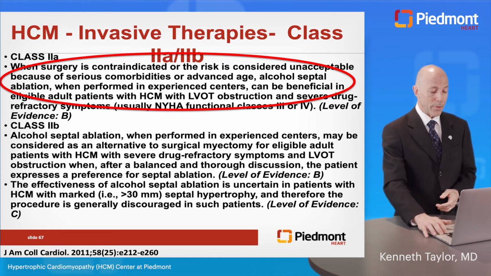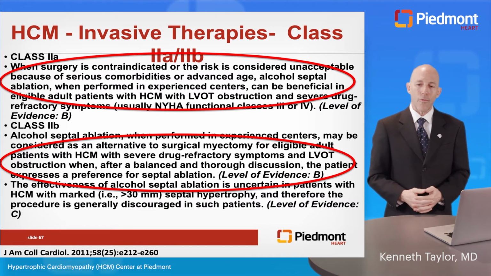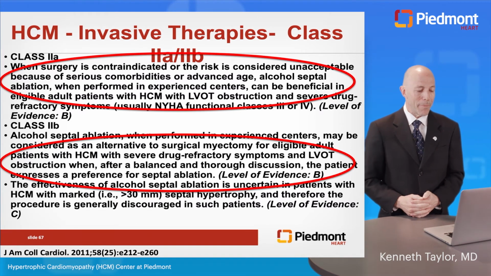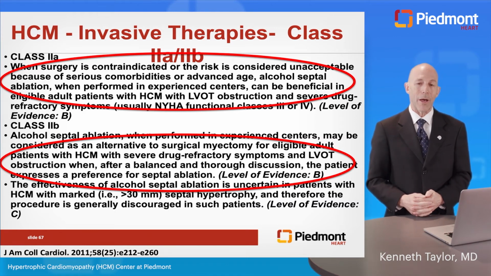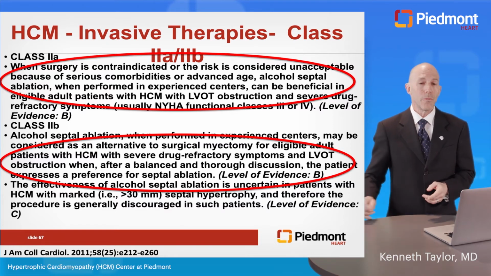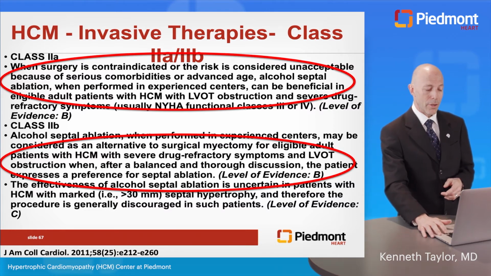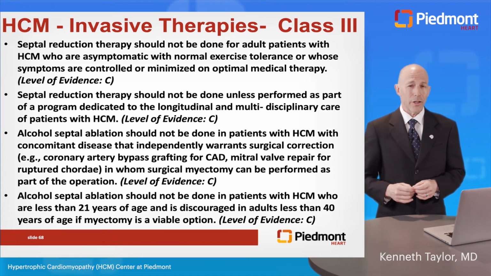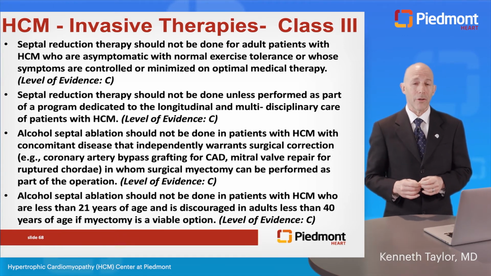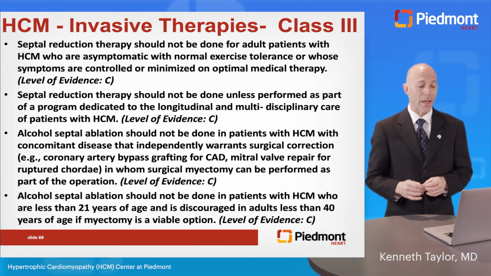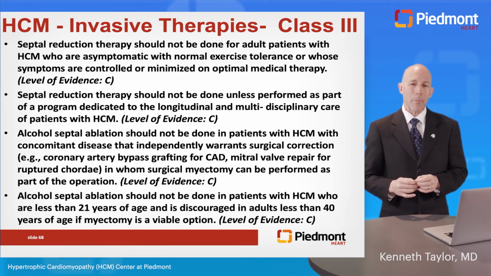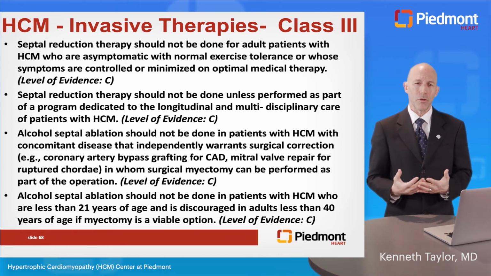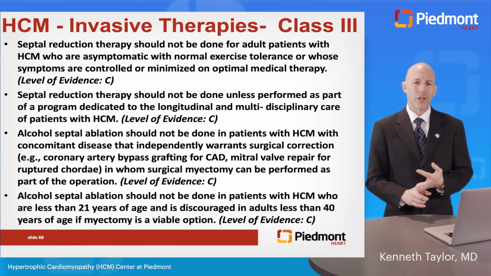is considered acceptable. And then they do allow for, after a comprehensive, balanced, and thorough discussion with patients about risks, benefits, and outcomes, that if a patient says, I do not want surgery, I want the alcohol septal ablation, it's allowed. But if you notice, it's a 2B indication, not a 2A indication. It should not be done necessarily in patients who have no symptoms or normal exercise tolerance. So we really should not be doing this on asymptomatic patients. It should be part of a comprehensive program that looks at appropriate therapy evaluation and outcomes.